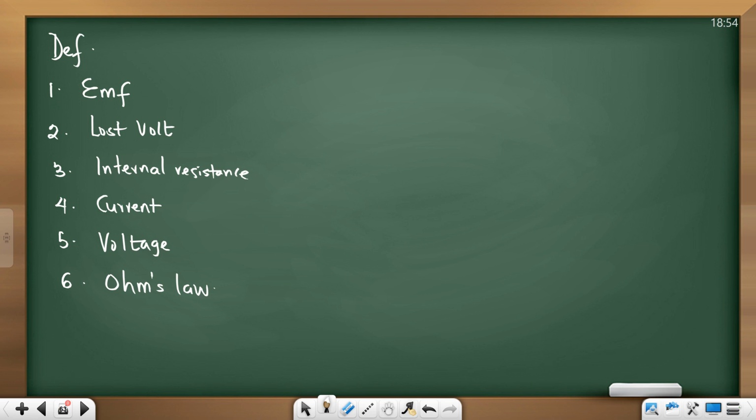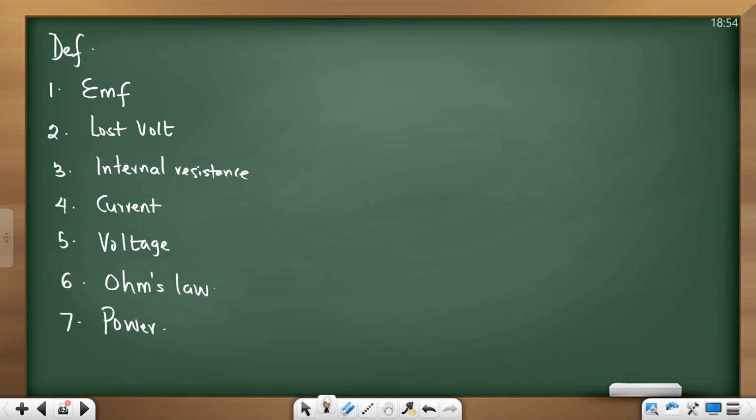All right, EMF is the maximum energy per unit charge supplied by the battery. We must know that. These are just the main definitions. Then power, you know the formula. Number 7, power: the rate at which work is done.